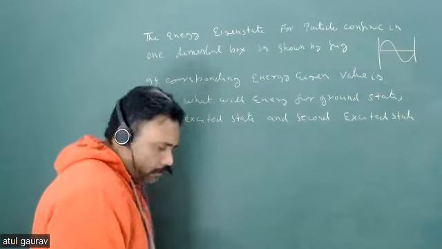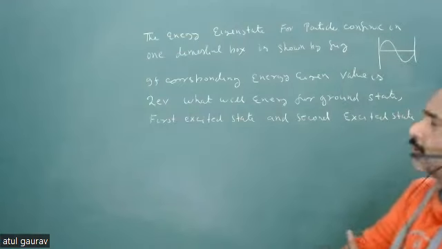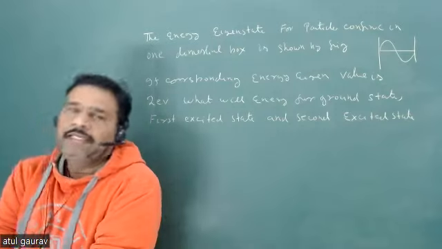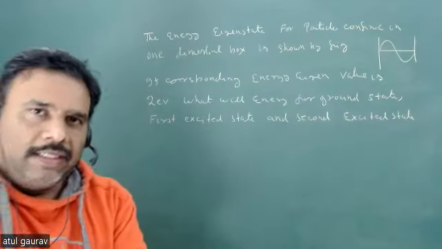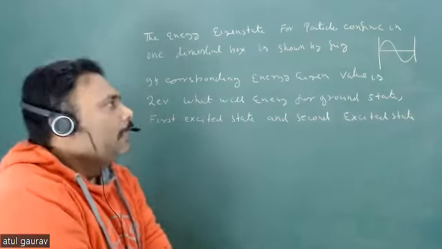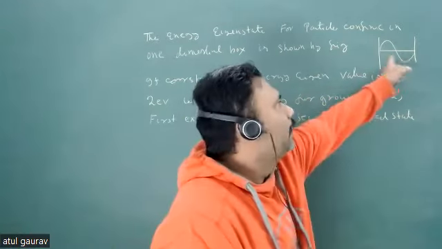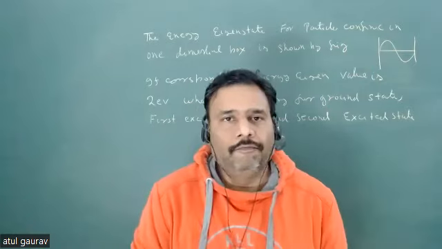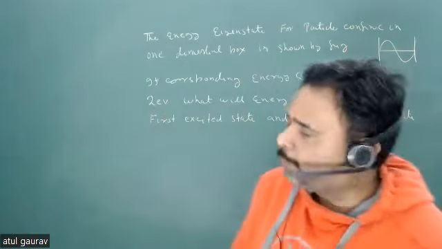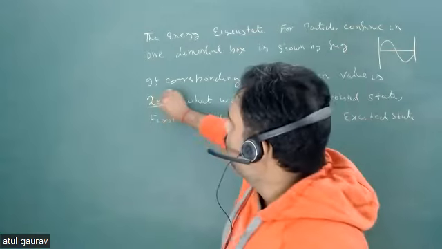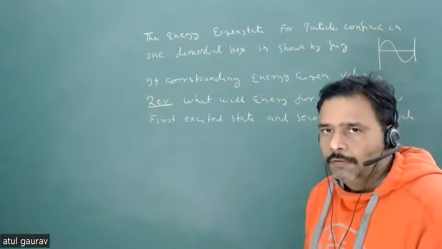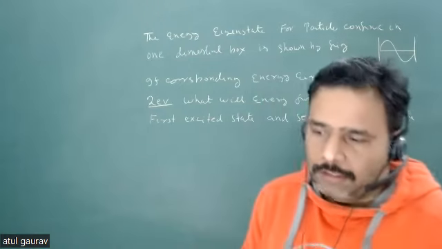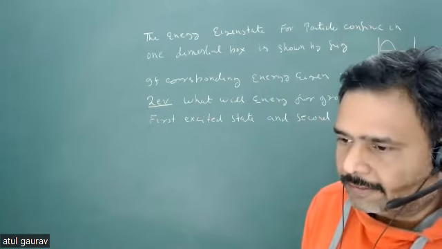Okay, so this is one of the very simple but very fundamental questions. Nothing is given, neither width nor anything else. It is only given that this is the shape of some energy eigenstate, and the corresponding energy eigenvalue is 2 electron volt. So what do you have to do? You have to calculate the ground state, first excited state and second excited state.